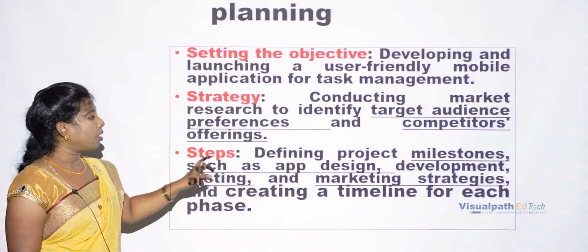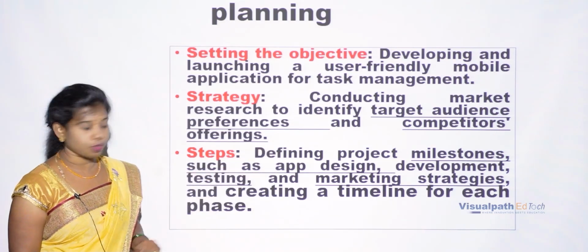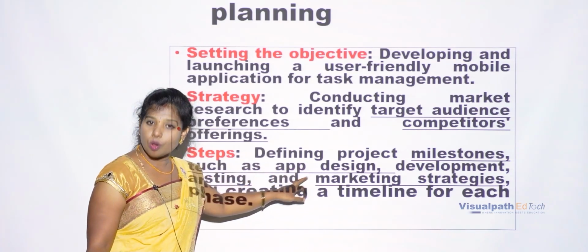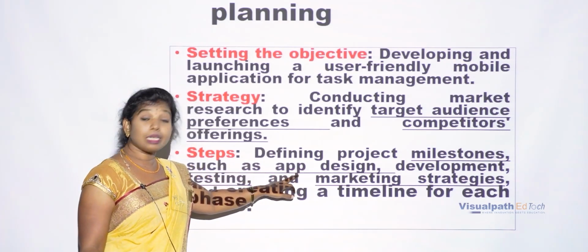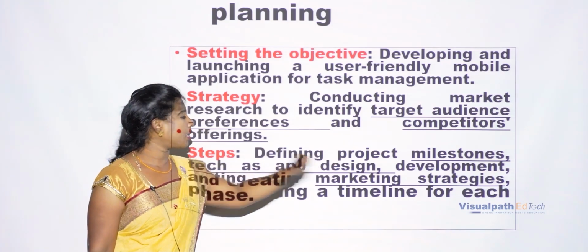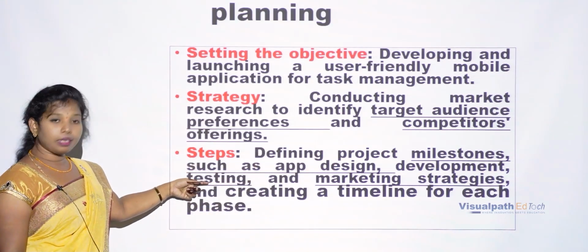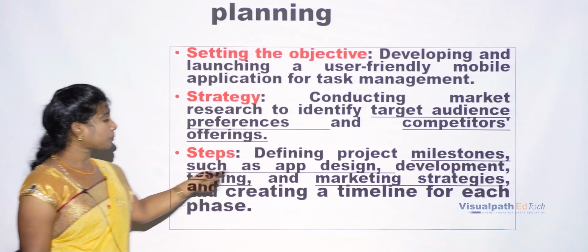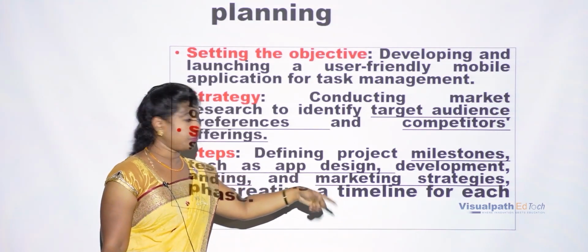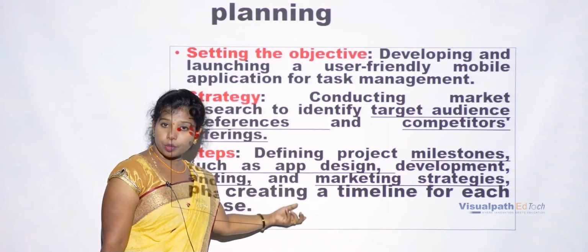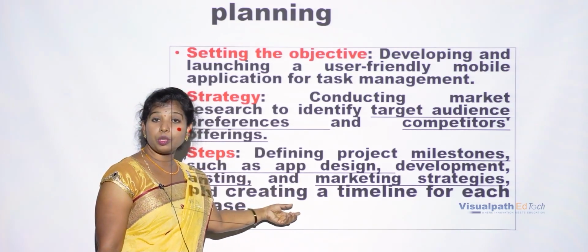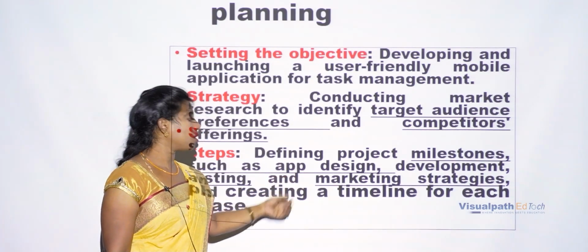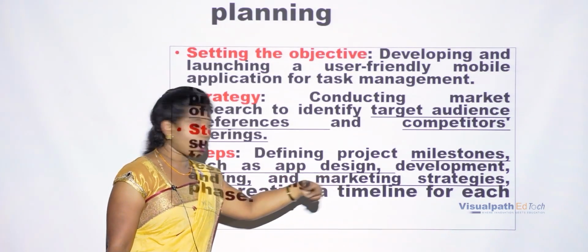The first one is project milestones, such as app design. What different software or what different coding techniques do you have to use in development, and what different testing, like white box or black box, whatever. And marketing strategies means which media platforms you have to use, what type of visuals you have to use, and what type of advertisement campaigns you have to use. So these all come under marketing strategies.